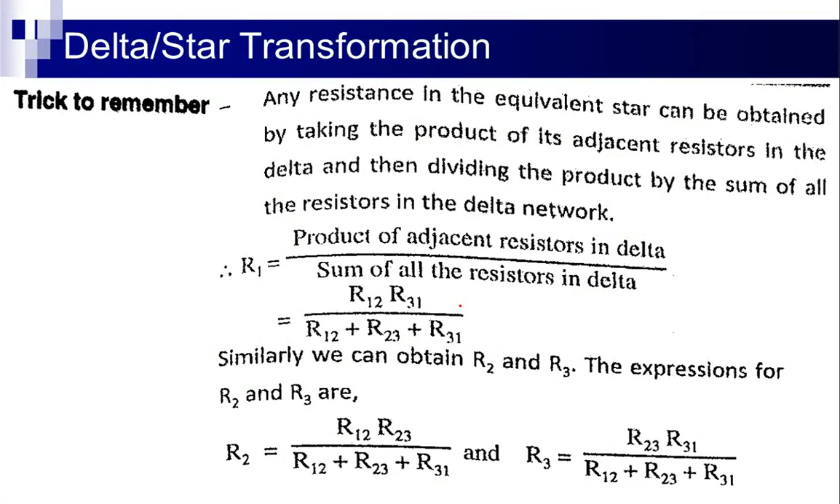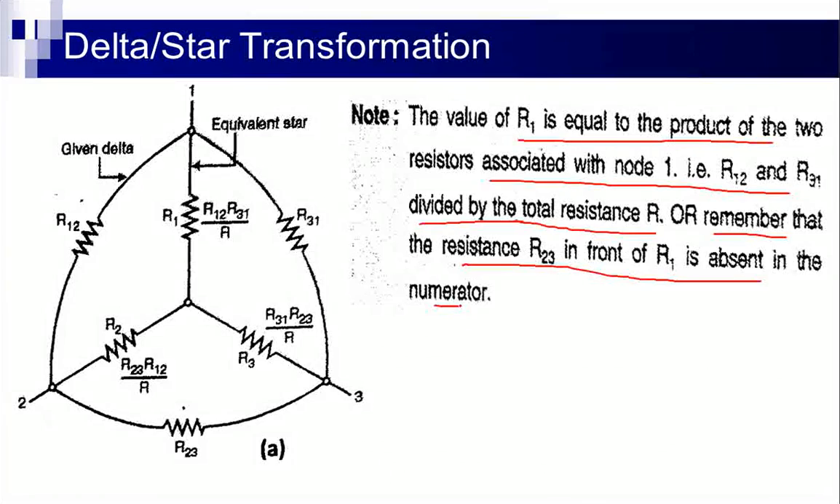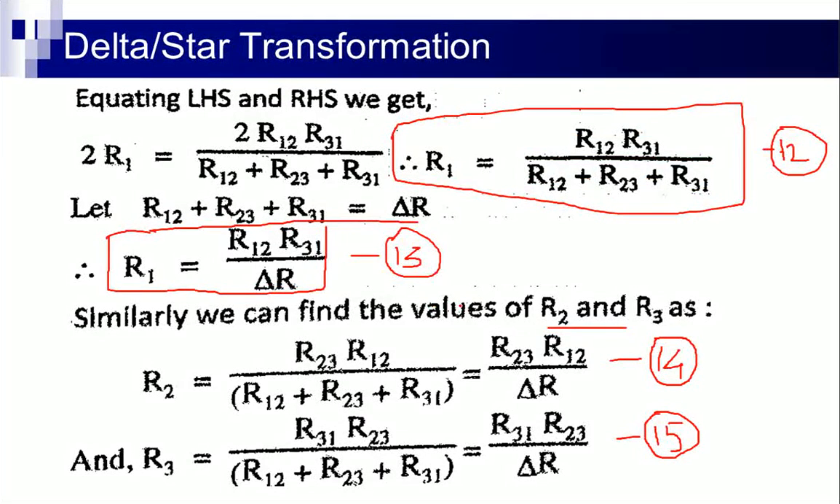When we find the equivalent star connection of the given delta connection, let us remember one simple formula. I explained the derivation: how R1 is derived, how R2 is derived, how R3 is derived. Because there may be a question in the examination asking how the values of resistances R1, R2 and R3 are derived from the given delta connection. Then we have to write down this whole derivation in the examination. If they ask in the examination, the derivation has to be written.